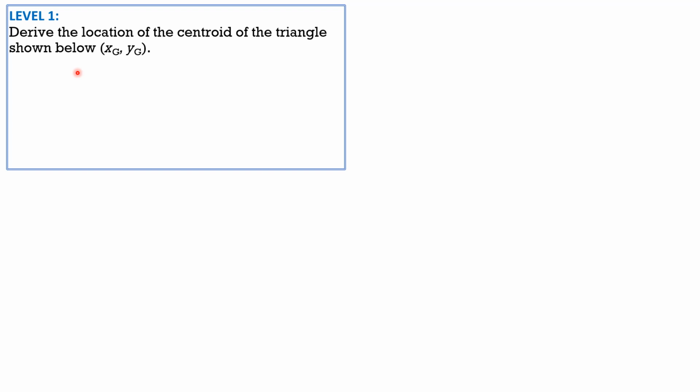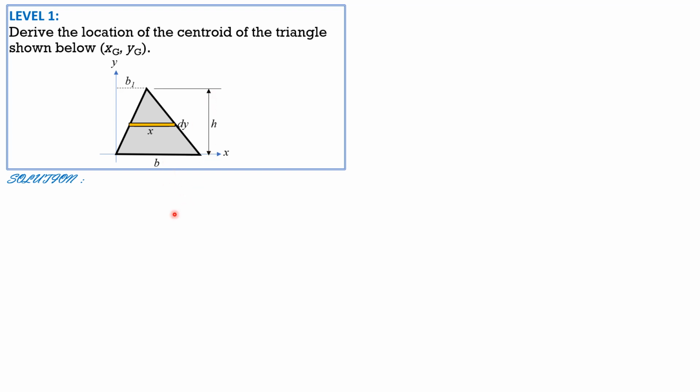So for this level 1 problem, we have to derive the location of the centroid of the triangle shown below. And we will call that xg, yg. So let's have a horizontal strip, and let's call the length of that strip x, so that the thickness is dy, and our variable of integration is y, and it ranges from 0 to h.